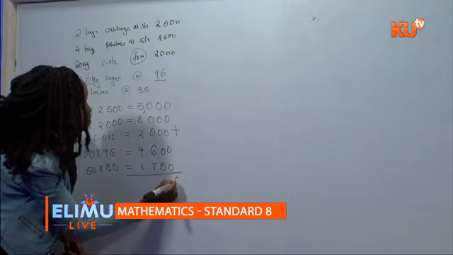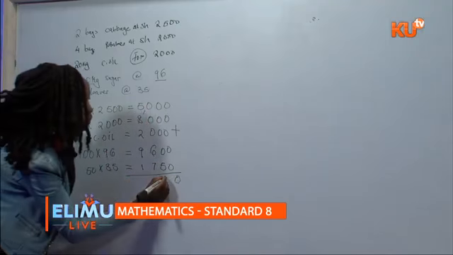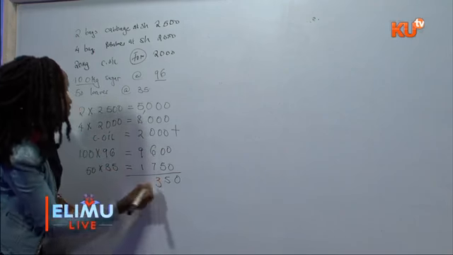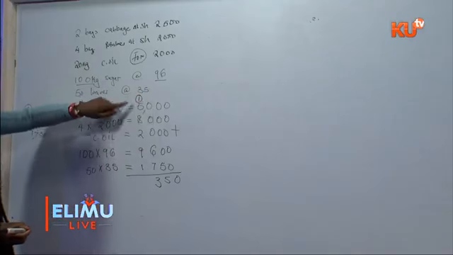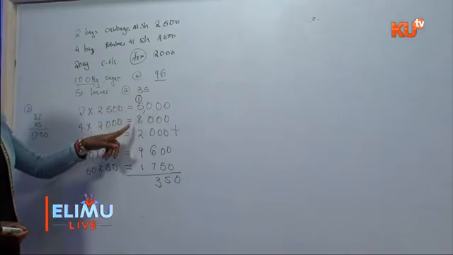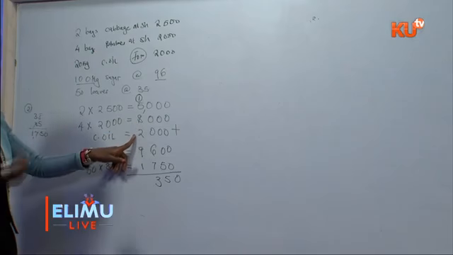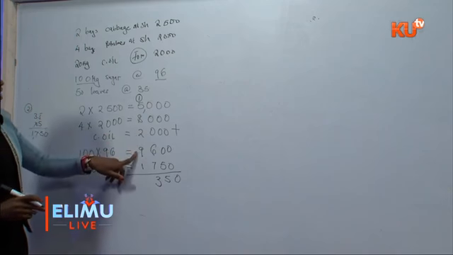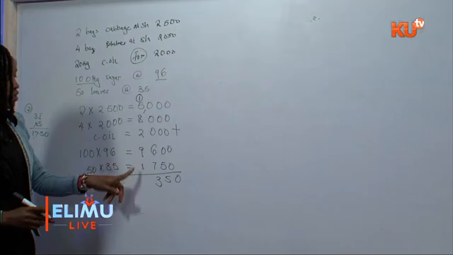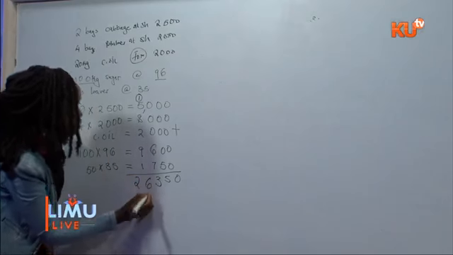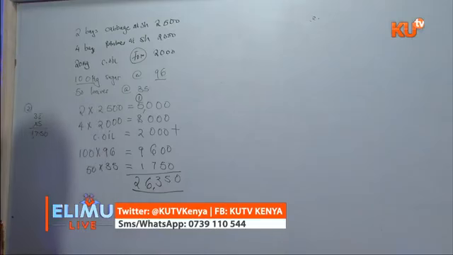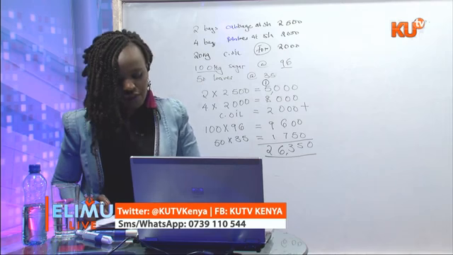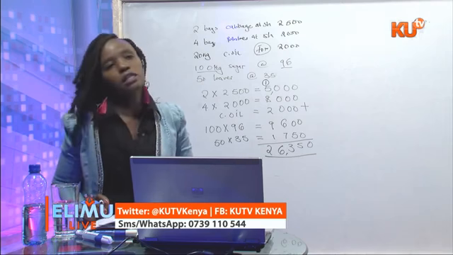So we add here, we get a 0. This line we get 5. Then you have 6 plus 7, 13. I write 3, I carry 1. 1 plus 5 is 6. 6 plus 8 is 14. 14 plus 2 is 16. 16 plus 9, we get 25. 25 plus 1, 26. We get 26,350. And then we are told that this particular person was given a 10% discount for all his purchases.